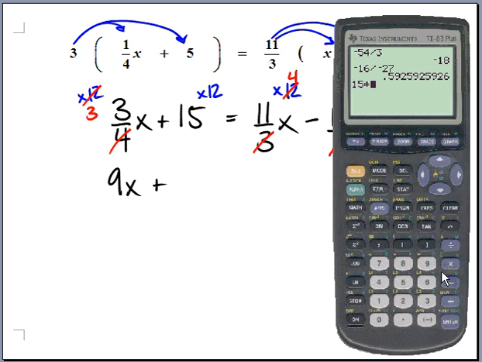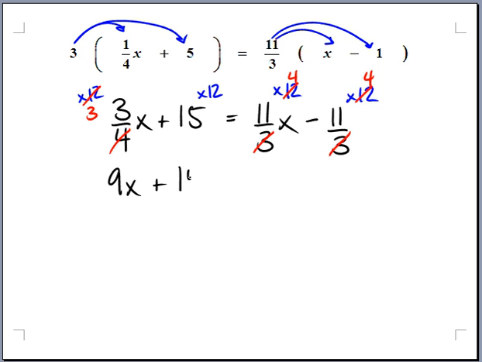whoa, let me check this just to make sure I don't bugger it up. 15 times 12, 180 equals 11x times 4 is 44x minus 11 times 4 is negative 44.